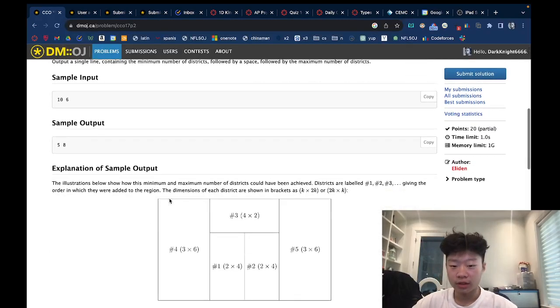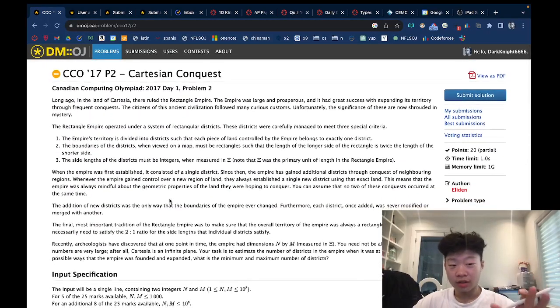Okay, this question, Cartesian Conquest. You can go read the editorial or the problem statement. I'm not going to explain it because I'm tired.